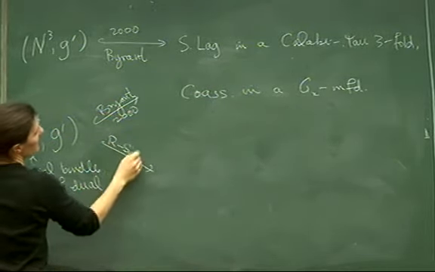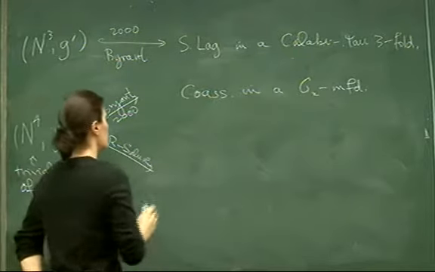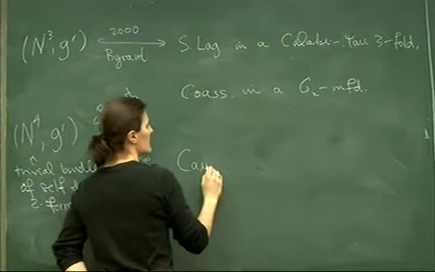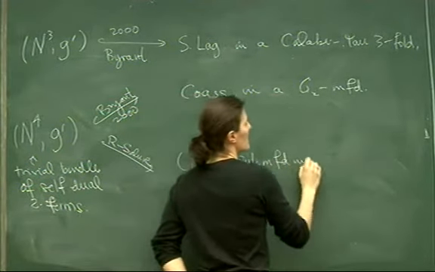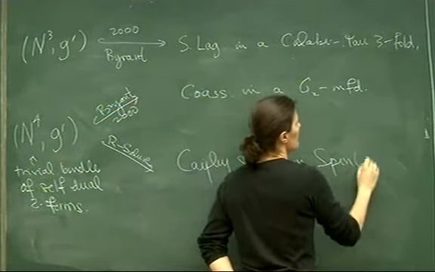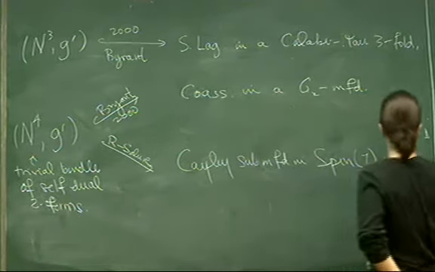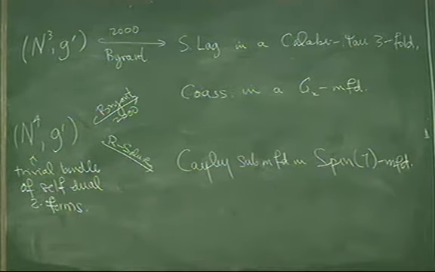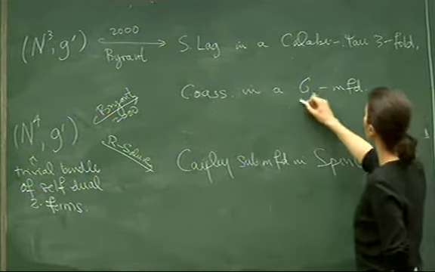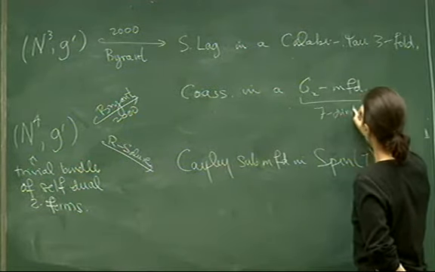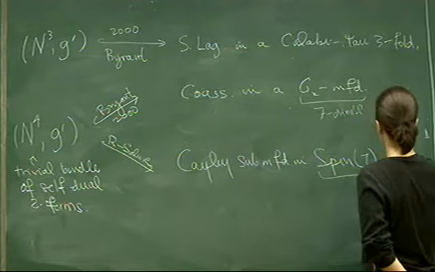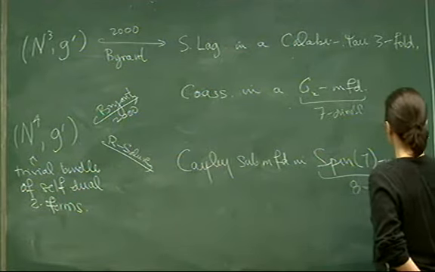And Sema and I showed that it could be embedded as a Cayley submanifold in Spin(7). And I should perhaps mention, if you haven't thought about these G2 and Spin(7) manifolds very much, that a G2 manifold is always 7-dimensional, and a Spin(7) manifold is always 8-dimensional.